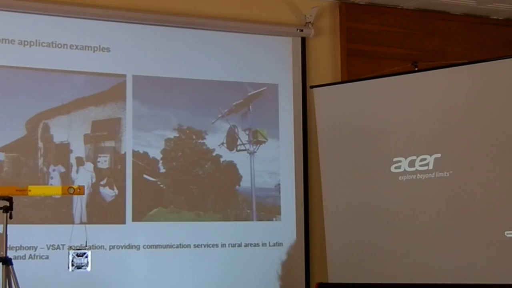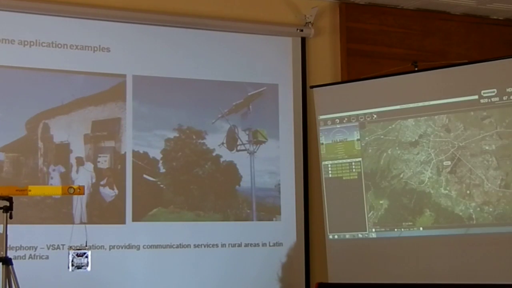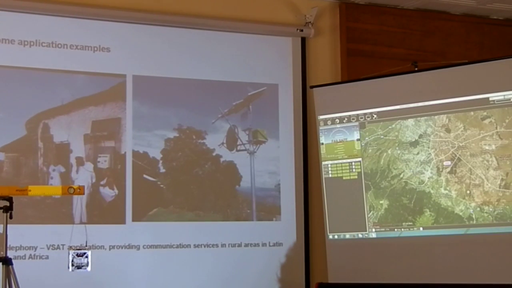You can see this station in Africa, which is good for communication with small villages and local communities. They can provide internet service to the users and so on. So you see the antenna, the panels for the power supply, and this is how you can make the communication with small villages in the desert, in Africa, in Latin America, Australia, and so on.